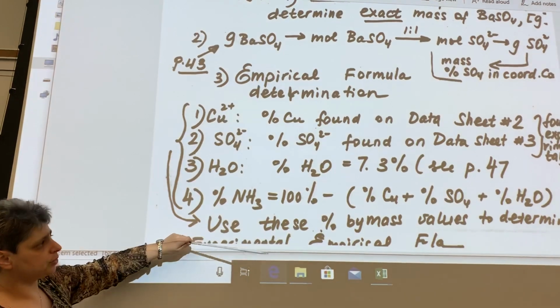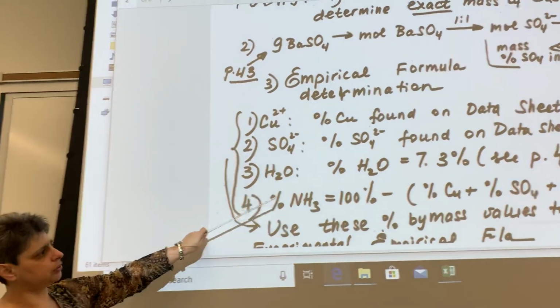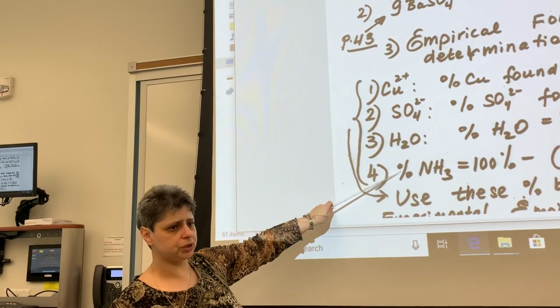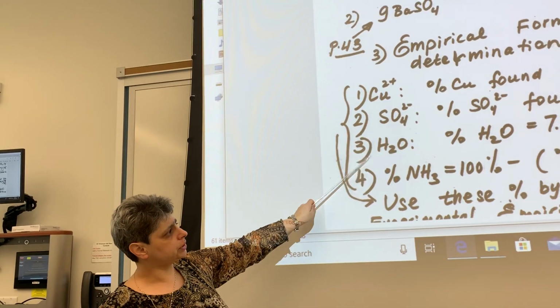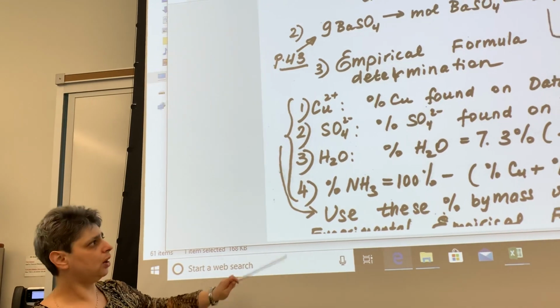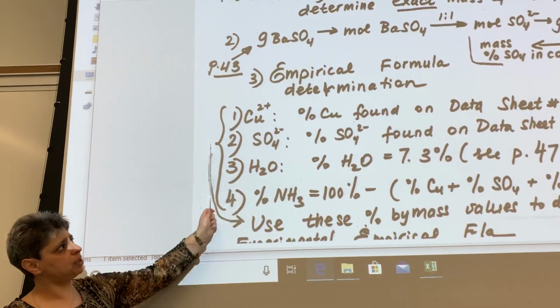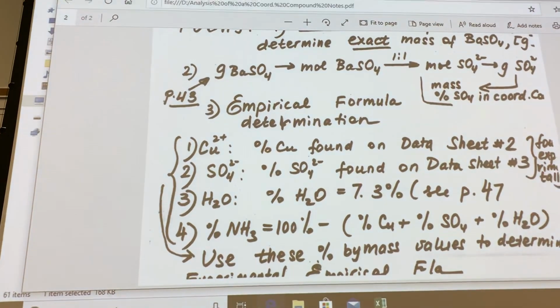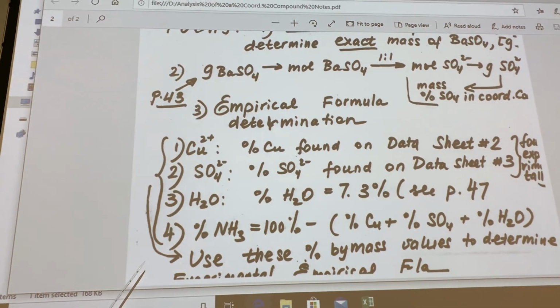I'd like to point out that I will post these notes on Canvas under modules. So look under modules, you will see these notes posted, so you can use these as a guide if you'd like. Although again, this information is given on page 98 in your lab manual.